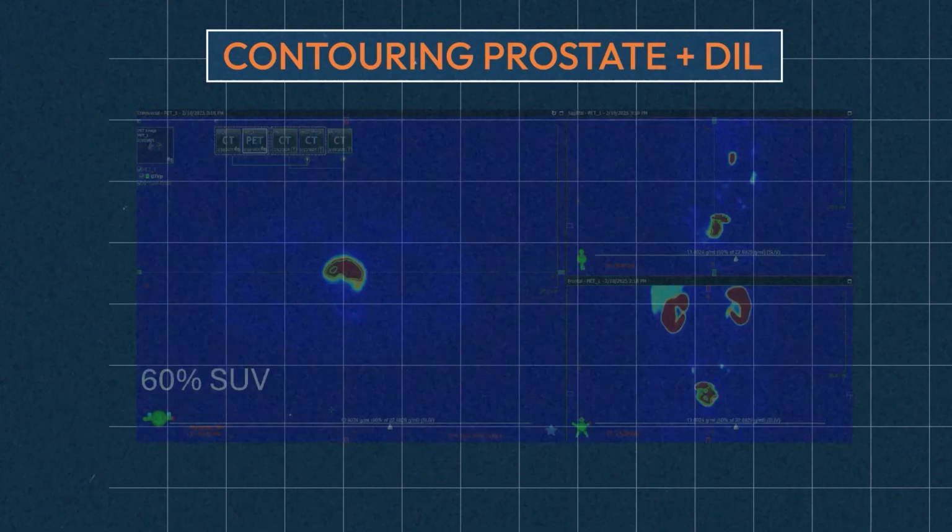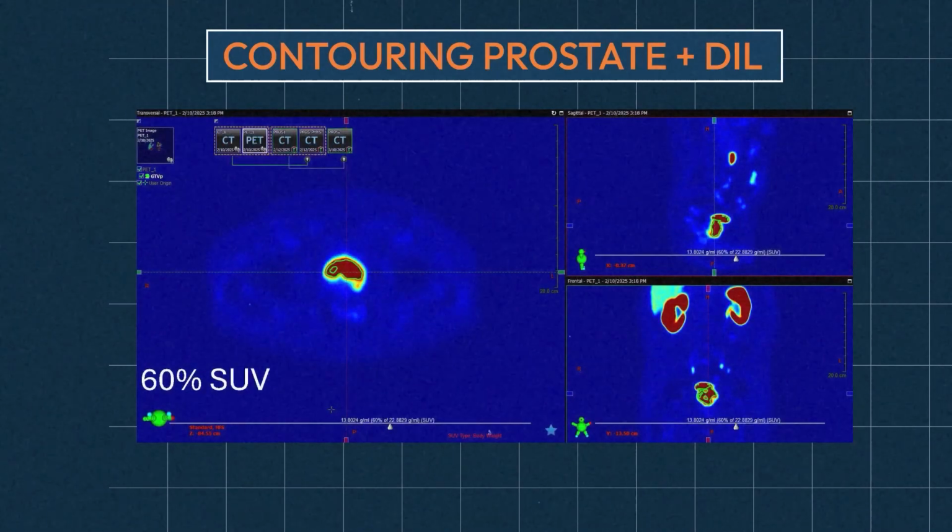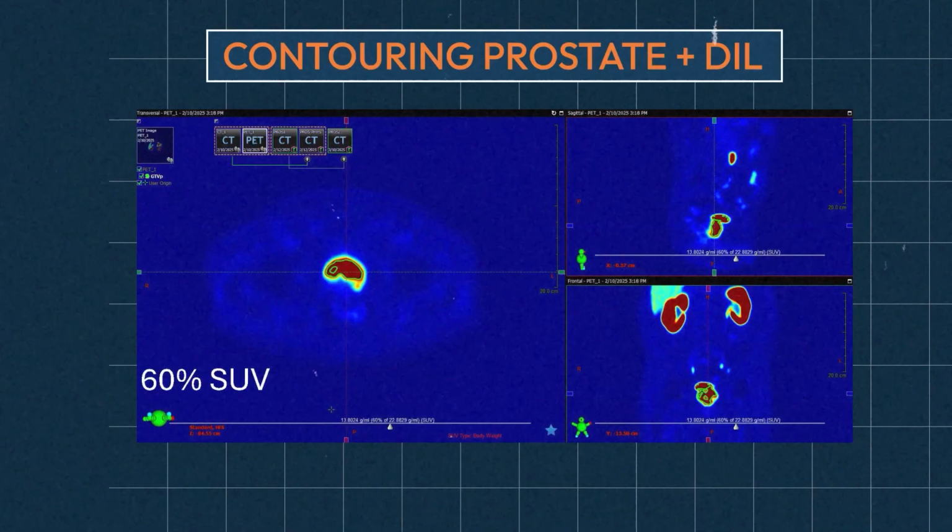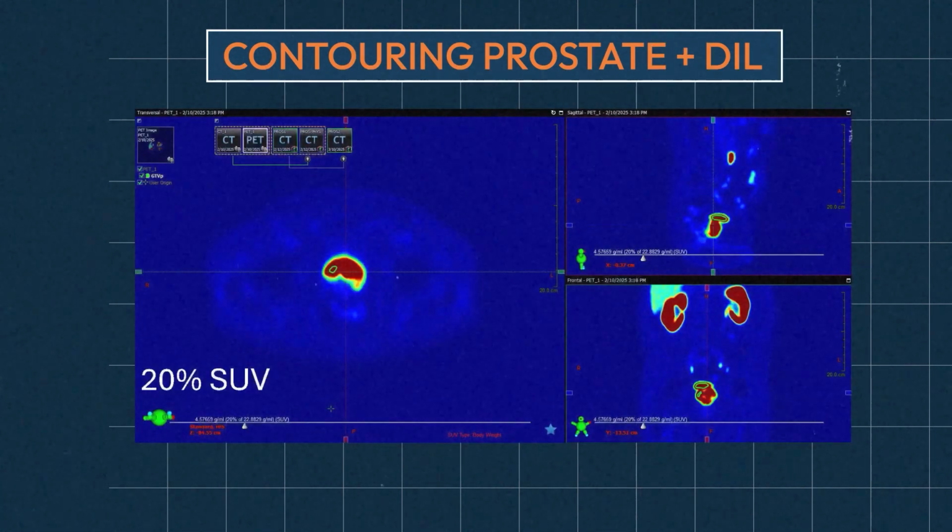And then with a 60%, you now see that it's pulled that GTV volume in even tighter. So you would be very confident that that volume contains prostate cancer that you would want to boost, but perhaps you may be underestimating some of the actual volume of cancer within the prostate gland. So we actually went with a 20% SUV for this case because we know there's good correlation with the underlying cancer volumes with that 20% SUV.